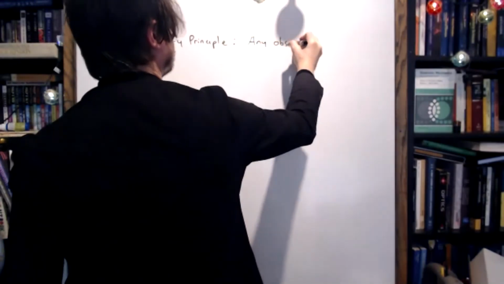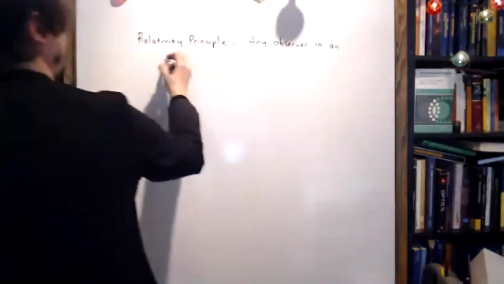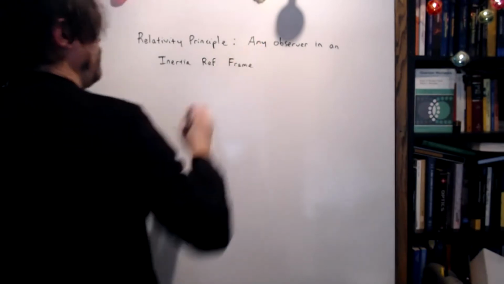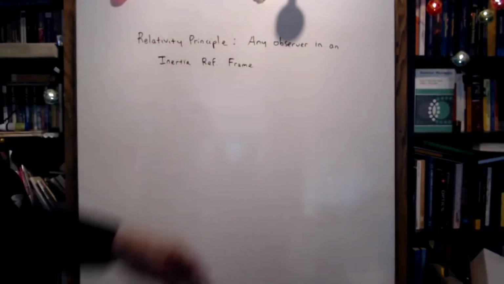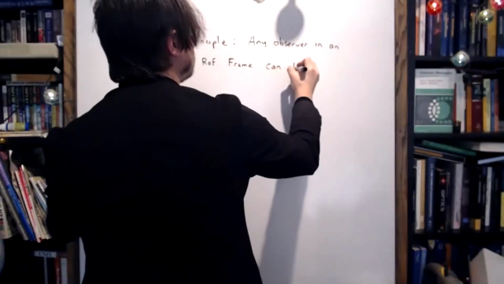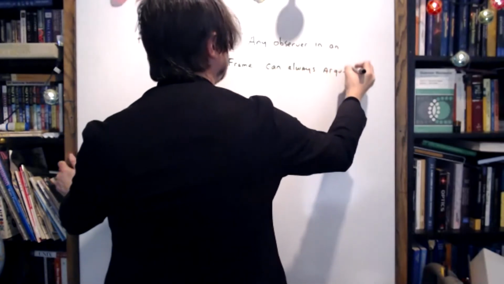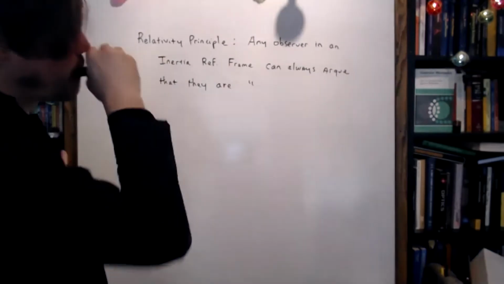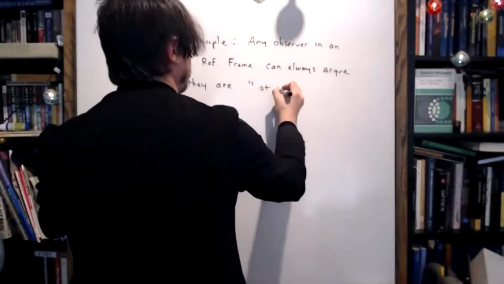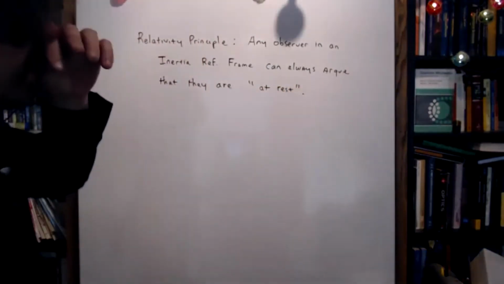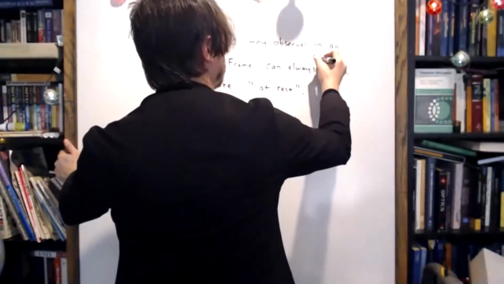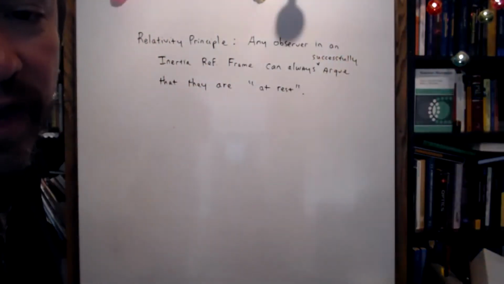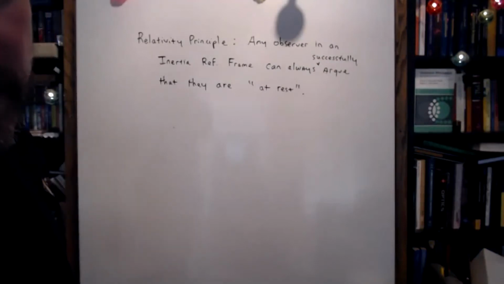Any observer in an inertial reference frame, whether they're observer A in the classroom or observer B on the skateboard, can always argue that they are, and I'm going to put this in quotes because it's a little ambiguous, "at rest." Let's say can always successfully argue, provided I spelt that right. Any observer in an inertial reference frame can always successfully argue that they are at rest.